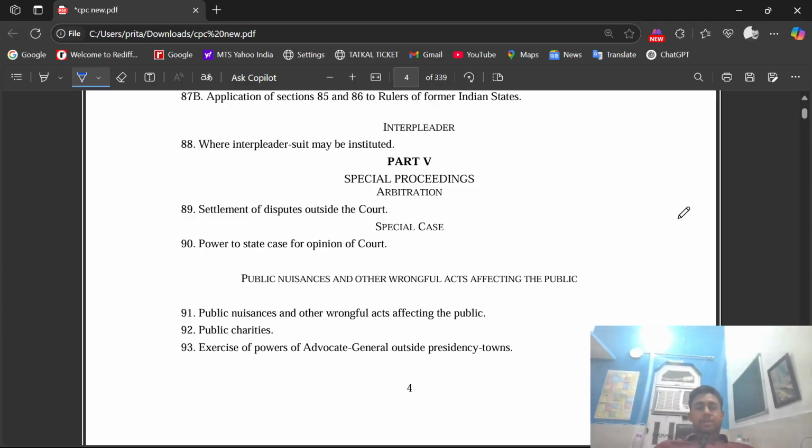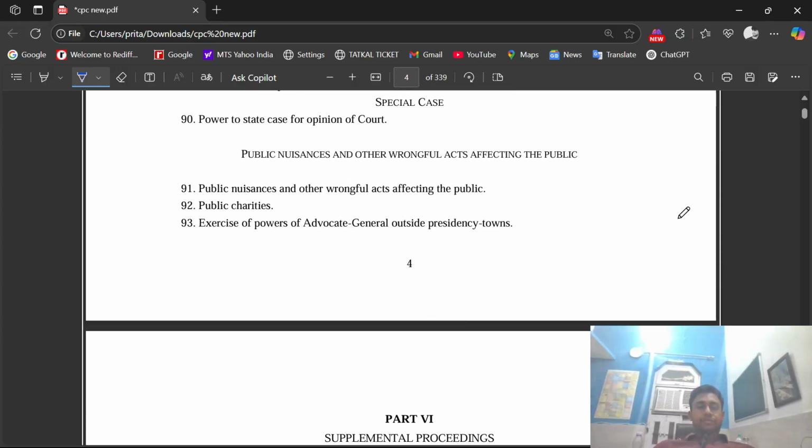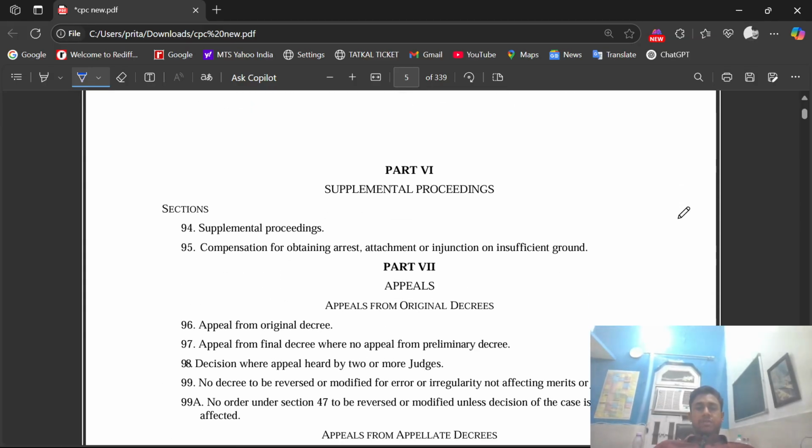Next subheading is a special case. Section 90, power to state case for opinion of court. Next subheading is public nuisances and other wrongful act affecting the public. Section 91, public nuisance and other wrongful act affecting the public. Section 92, public charities. Section 93, exercise of powers of Advocate General outside presidency town. Part 6, supplemental proceedings. Section 94, supplemental proceedings. Section 95, compensation for obtaining arrest, attachment, or injunction on insufficient grounds.